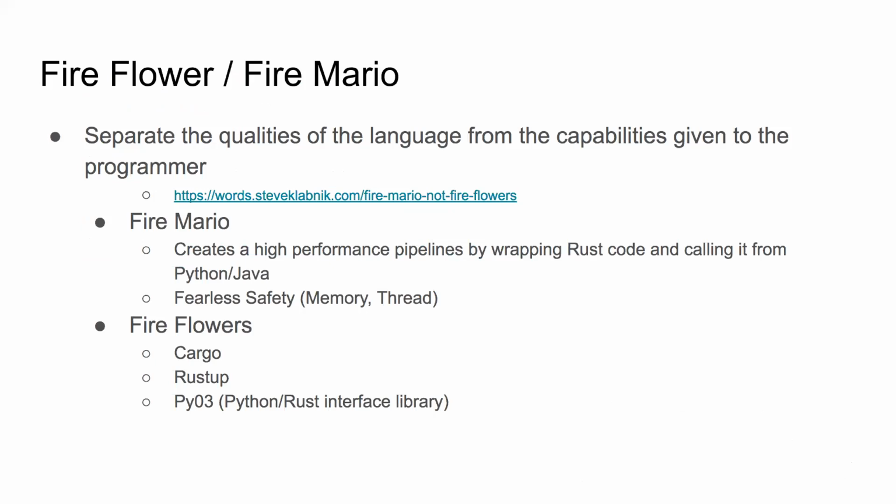Another thing that Rust folks like to talk about is how it started with the Fire Flower, and then it morphed into Fire Mario. So what Steve Klabnik is trying to say is that Rust has a certain number of capabilities: Cargo, Rustup, all of its libraries, its ecosystem, but those capabilities turn programmers into Fire Marios. What can they go do with Rust? And so one thing we'll be talking about is how to take Rust code off of crates.io, wrap it a little bit, and be able to call it from Java or Python.